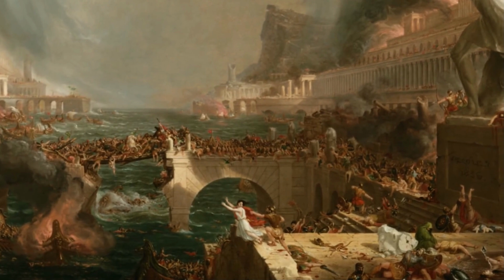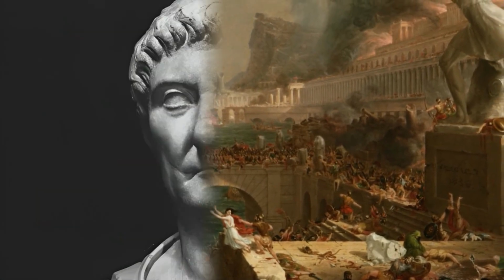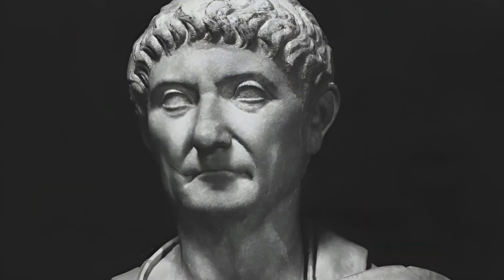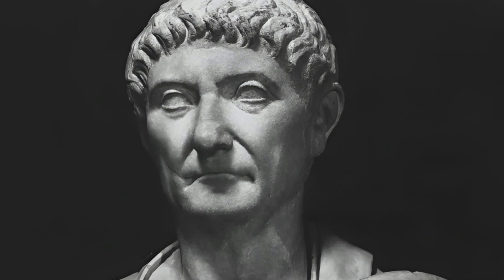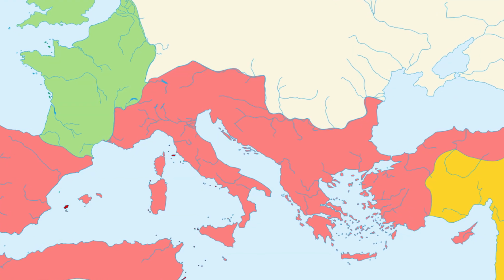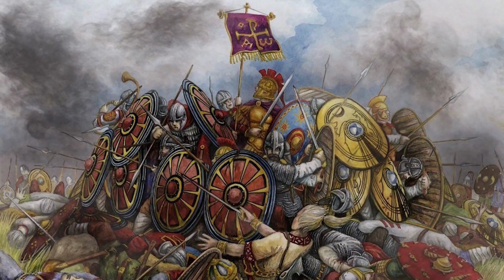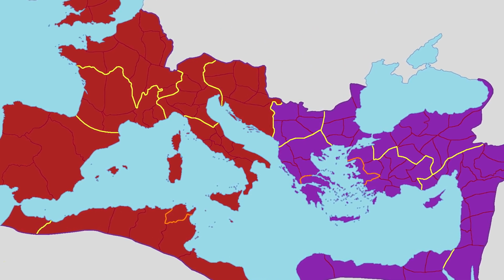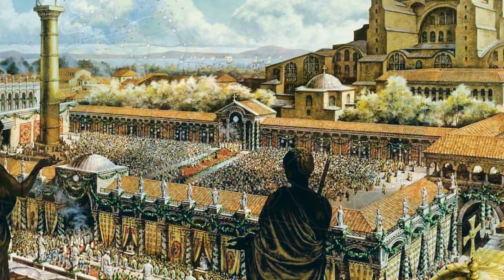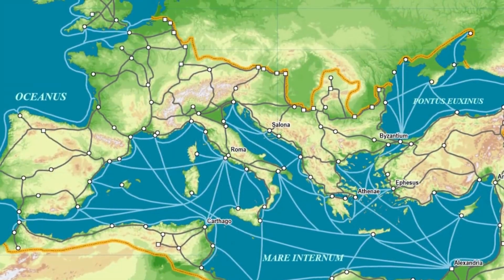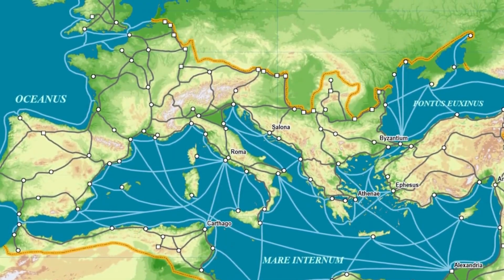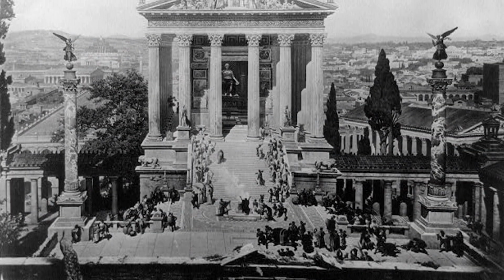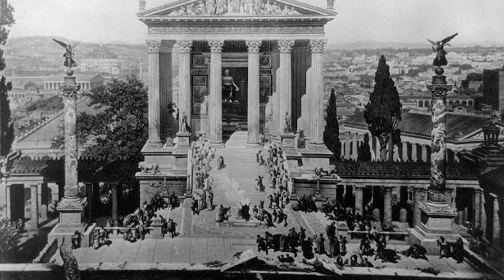1. Division of the empire. One of the earliest signs of Rome's eventual fall was when Emperor Diocletian divided the empire into two parts in 285 AD. Western Roman Empire, based in Rome; Eastern Roman Empire, based in Constantinople, modern-day Istanbul. The split was intended to make the vast empire easier to govern. However, it created two separate administrations with different priorities.